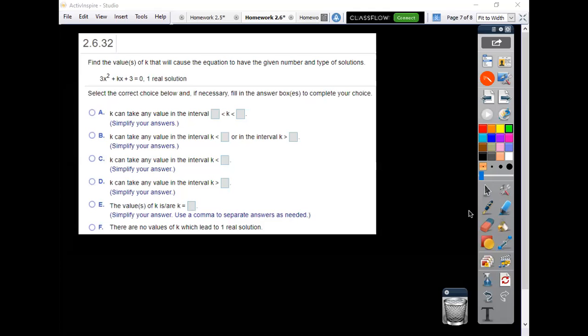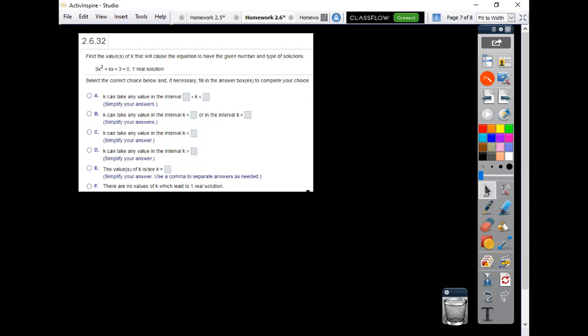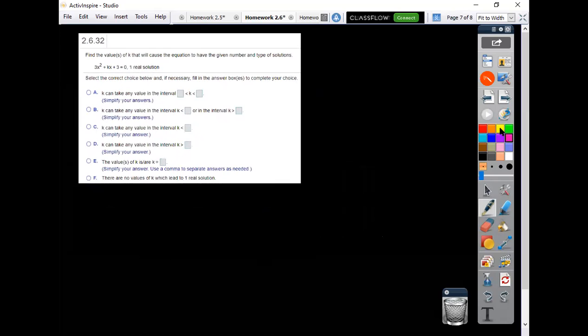Okay, Algebra 2, Math Excel homework from 2.6.32. Find the value of k that will cause the equation to have the given number and type of solutions. So if we want one real solution, what have we talked about before that we need for the discriminant? So we've got 3x squared plus kx plus 3 equals 0. They want one real solution.